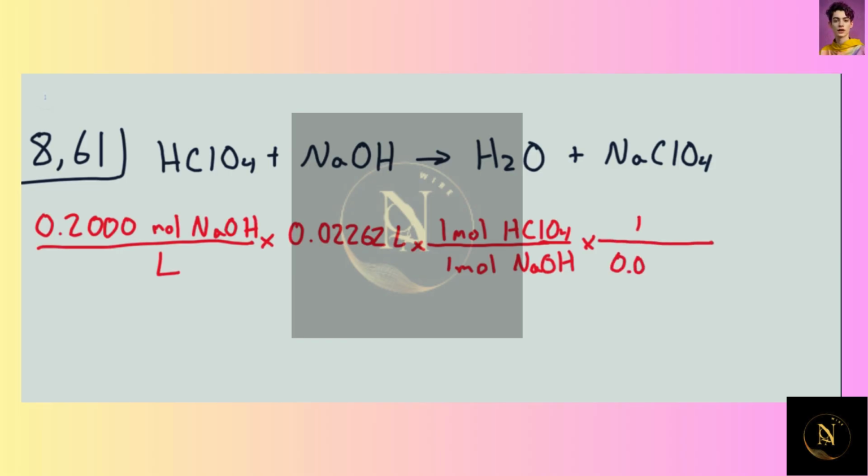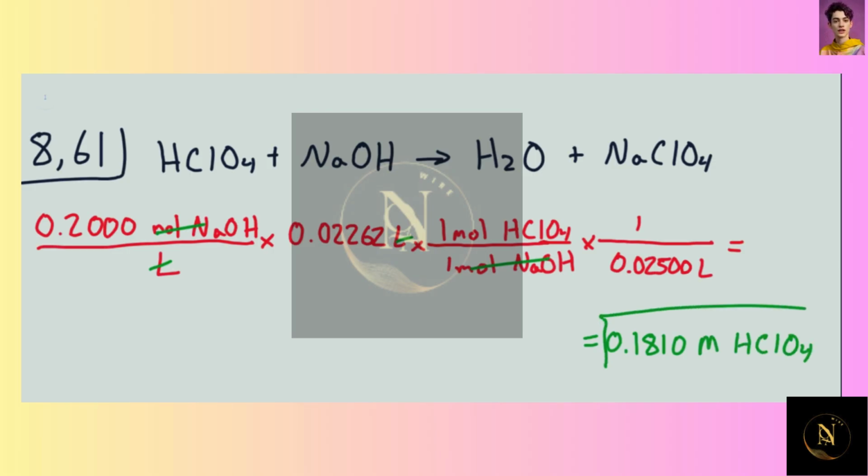So we get 0.02500 liters, which is the same as 25 milliliters. And then you can see that moles of sodium hydroxide cancels, liters cancels, and then we have moles of perchloric acid over volume, which is equal to molarity. So when we do this calculation, we get 0.1810 molar HClO4 is our answer.